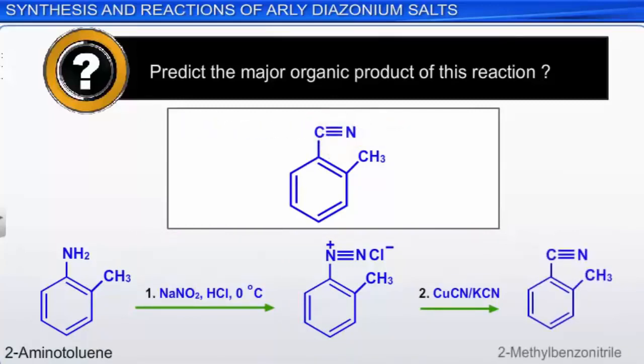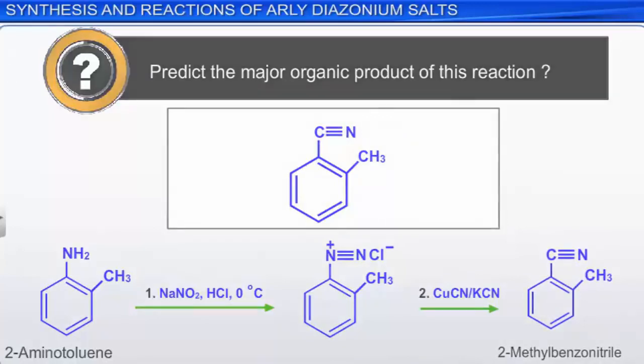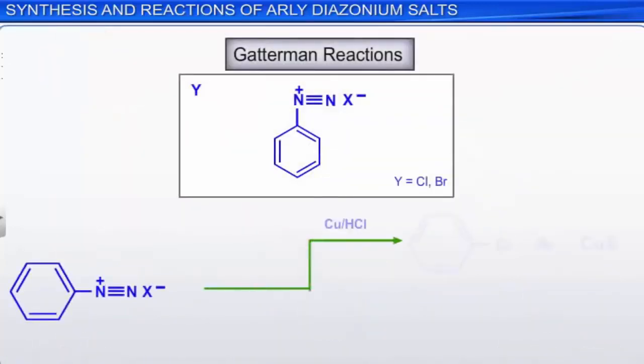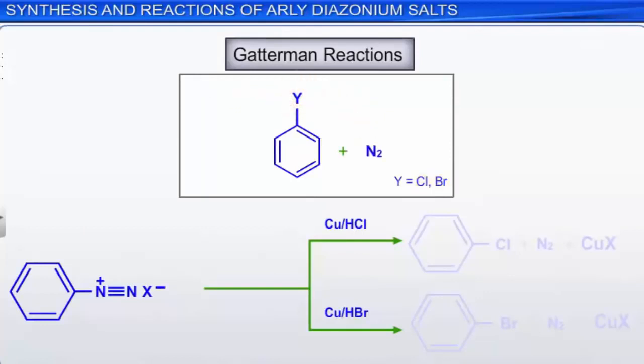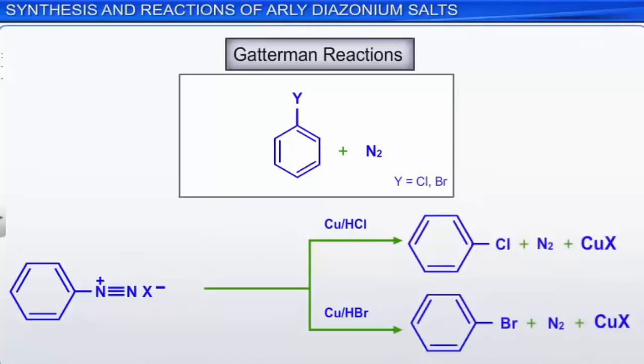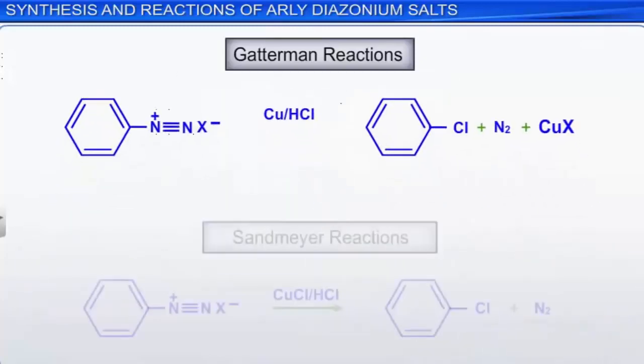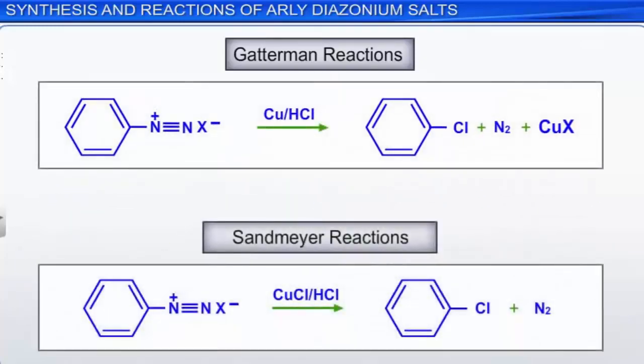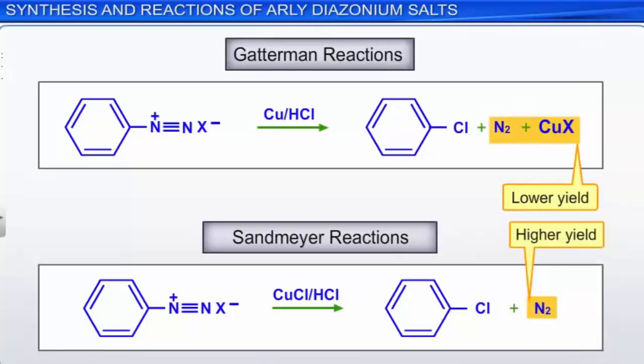In the Gattermann reactions, the diazonium group is replaced by a chlorine or bromine group. To carry out these transformations, the diazonium salt solution is treated with the appropriate halo acid in the presence of copper powder. In general, yields for the Gattermann reactions are lower than for the analogous Sandmeyer reactions. Try to solve this problem on your own before checking the answer.